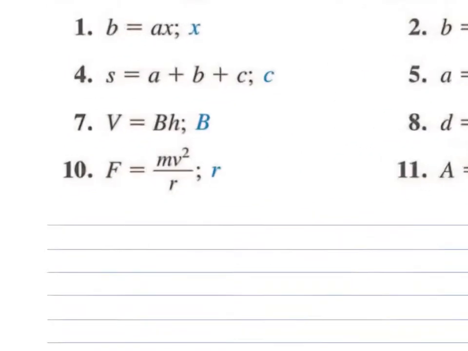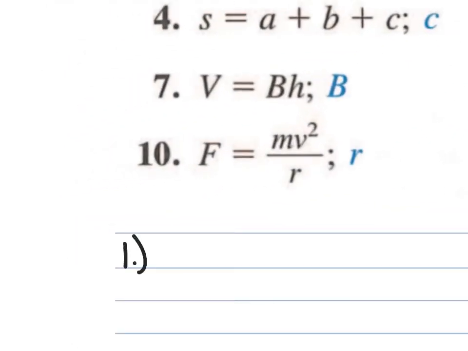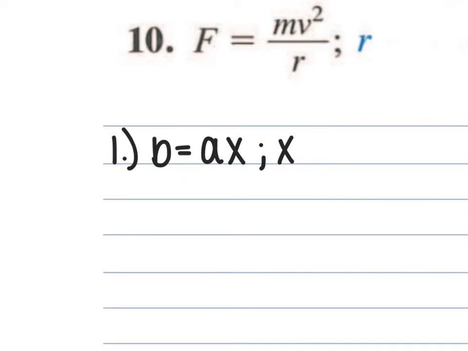So I'm just going to rewrite this. B is equal to a times x, and we're getting x by itself. So right now, that a and that x are being multiplied, so we're going to divide each side by a to get x by itself now. So x is equal to b divided by a, or b over a.